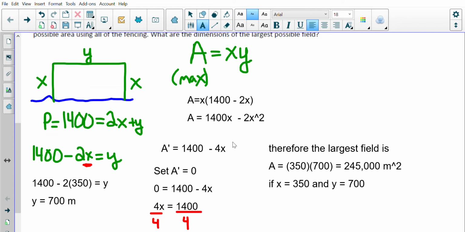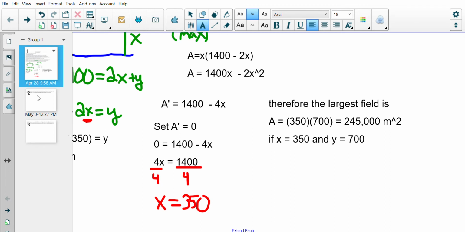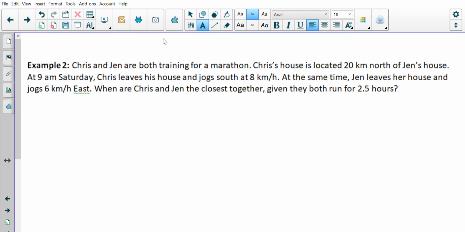All right, so I'm going to try another one, a little more complicated, a little bit different. I'm going to throw a couple different scenarios at you here. All right, so we get to example 2. Chris and Jen are both training for a marathon. Chris's house is located 20 kilometers north of Jen's house.